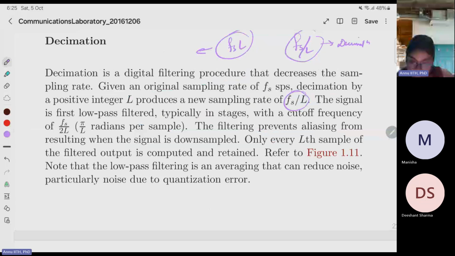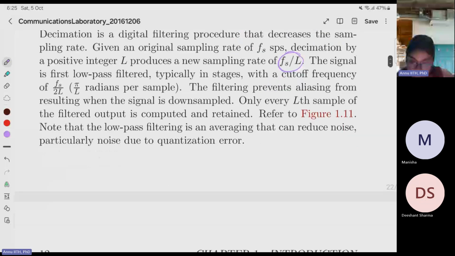So the signal is first low pass filtered, typically in stages, with the cutoff frequency Fs by 2L. The filtering prevents aliasing when the signal is downsampled, because here you are just removing the samples. So you also have information loss here. So only every Lth sample of the filtered output is computed and retained. This is what the block diagram looks like.